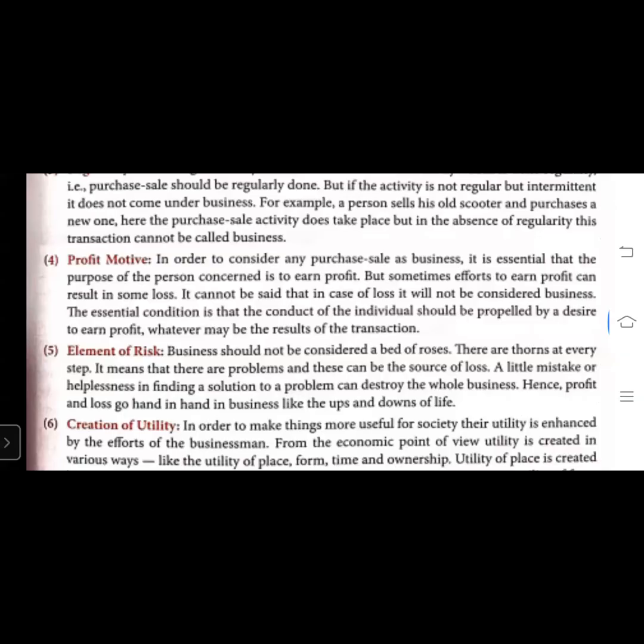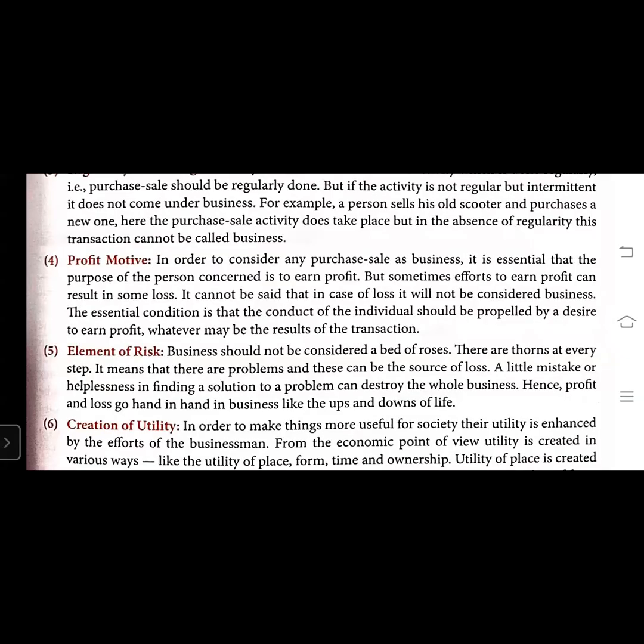But sometimes efforts to earn profit can result in some loss. It cannot be said that in case of loss it will not be considered business, because profit and loss both go hand in hand. ऐसा नहीं है कि अगर आज लॉस हो गया तो ये बिजनेस नहीं है, मीन्स रिजल्ट कुछ भी हो सकता है, बट आपको उसको जो है मेन मोटिव अपनी तरफ से प्रॉफिट ही रखना है. So the essential condition is that the conduct of the individual should be propelled by a desire to earn profit. आपकी डिजायर जो है वो उसमें प्रॉफिट की ही होनी चाहिए, whatever may be the result of the transaction.